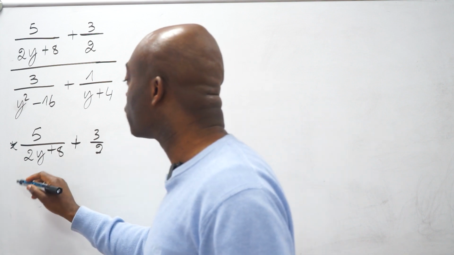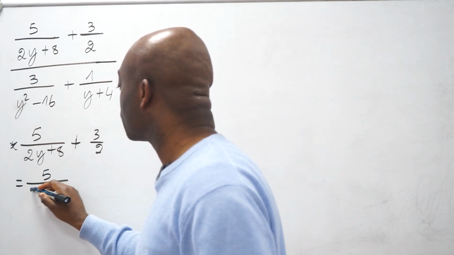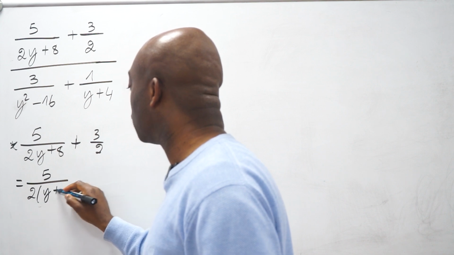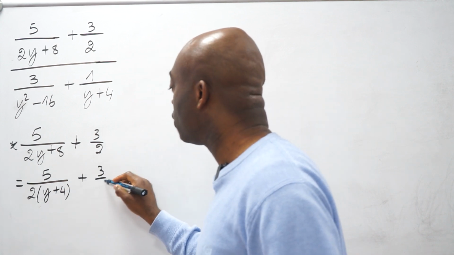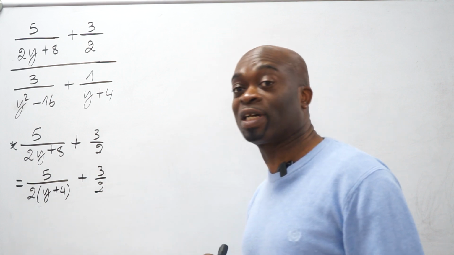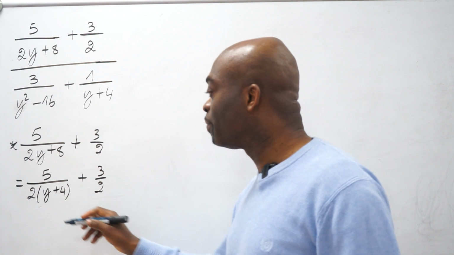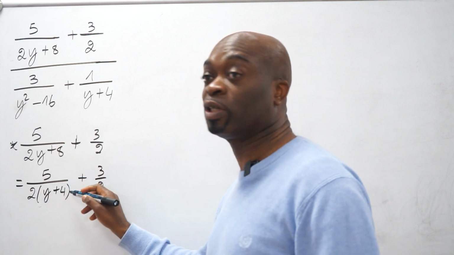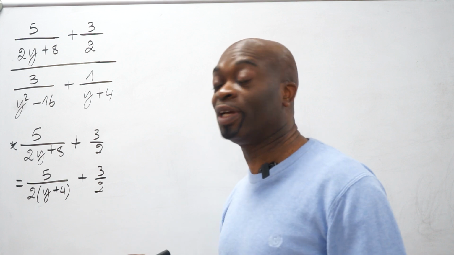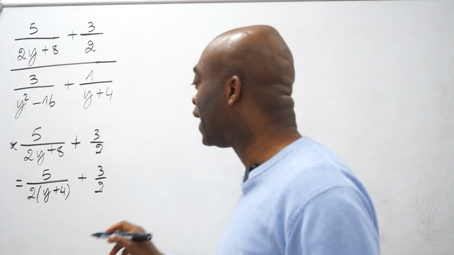If 2 comes out, what's going to happen? You end up with 5 over 2 times y plus 4, plus 3 over 2. So what would be the lowest common denominator when you look at this? We don't have to crack our head for that, because we have 2 here and 2 here, so that's already good. Then we also have y plus 4. So the lowest common denominator here is going to be 2 times y plus 4. That'll be the LCD.